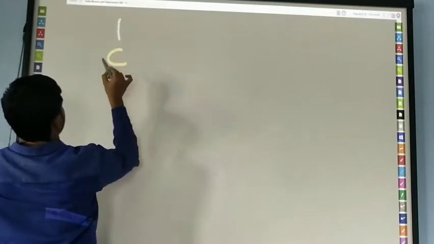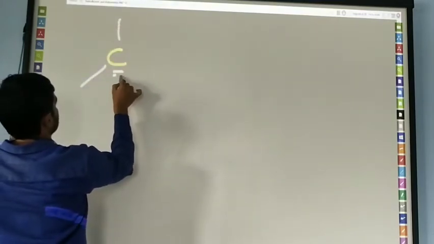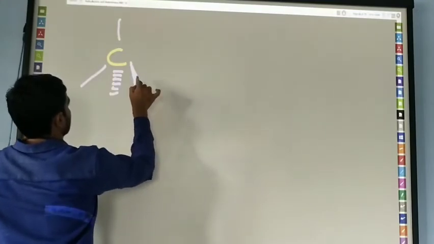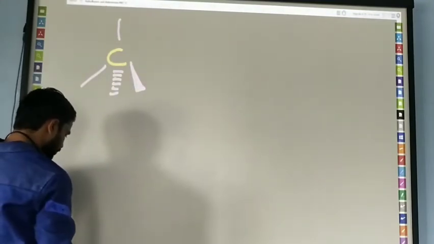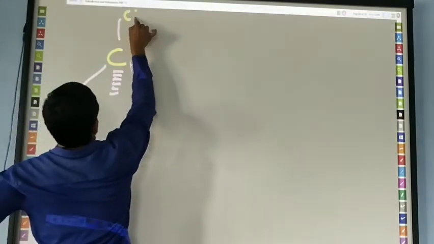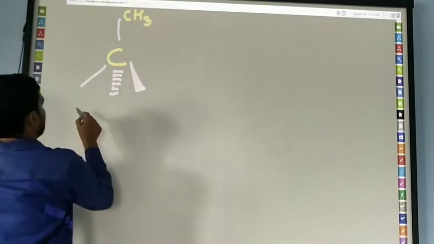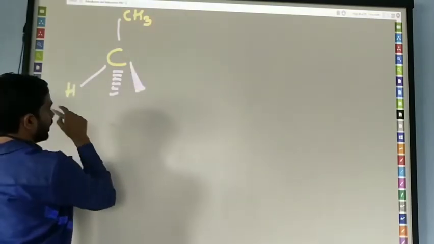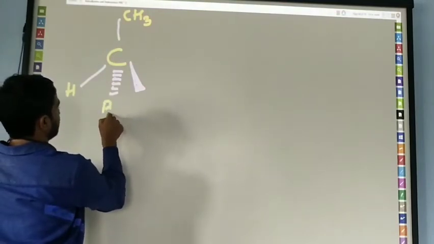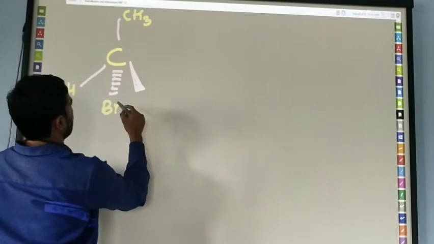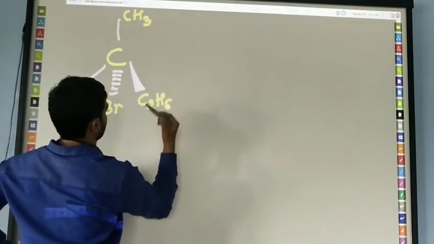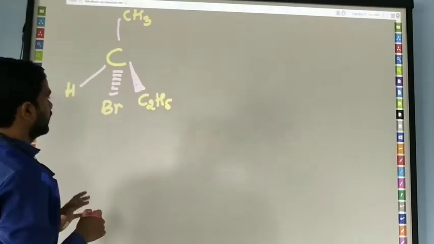Let me go with a single bond here, another single bond, a dash position bond and a wedge position bond. Let me consider different types of substituents. First, I am taking a methyl group here, and a hydrogen here. I am taking a halogen here, that is bromide. And here I am taking an ethyl group, C2H5.